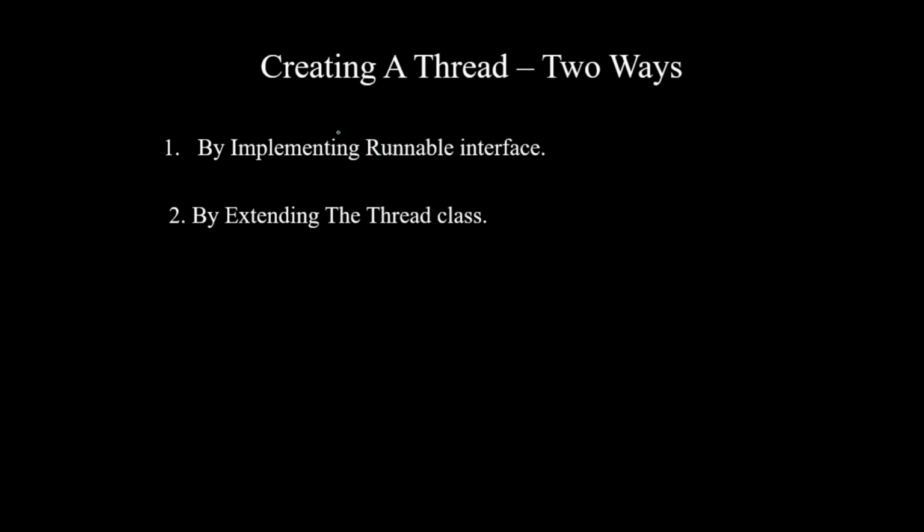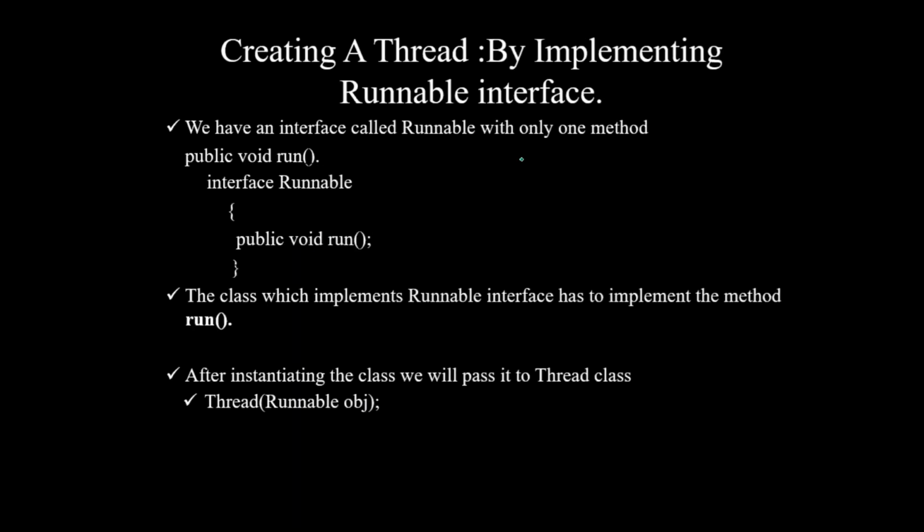So as we discussed, threads can be created two ways, either by implementing the Runnable interface or by extending the class Thread. First we will be discussing how we can create a multi-threaded program in Java by implementing the Runnable interface. This Runnable interface contains a method called run. Runnable is an interface, so this method is an abstract method. If you want to create a thread by implementing the Runnable interface, then the class that you are using should implement the Runnable interface, and you should override this run method.